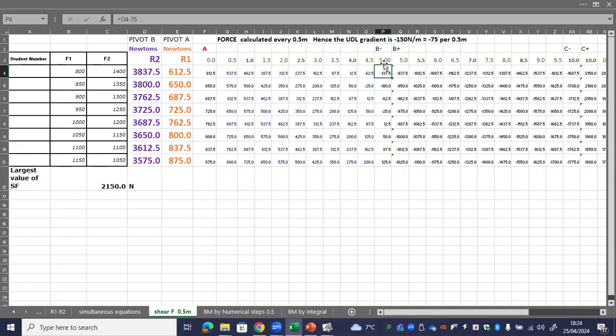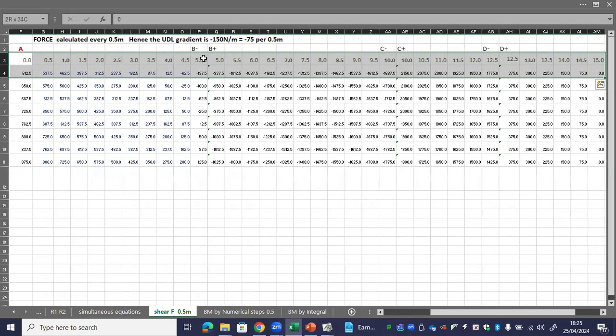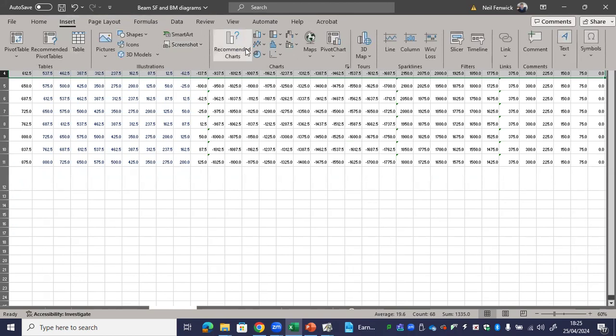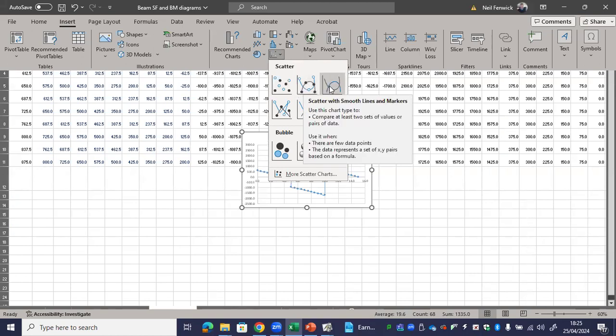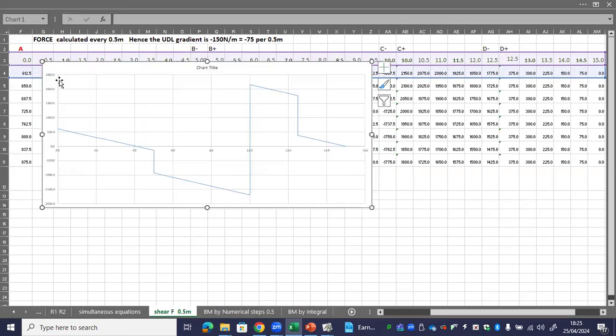So what happens at 5 meters is we've got a shear force here. So we need to take account of the shear force at the same 5 meters, altering the shear force diagram because we've now got F1 coming down here. So if we select the horizontal dimension and the shear force for those particular values of F1 and F2, we do an insert and we want a scatter diagram. We want scatter with straight lines, and we get our shear force diagram.